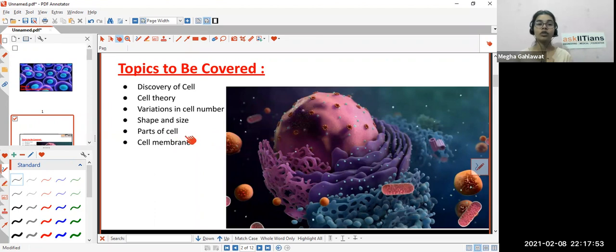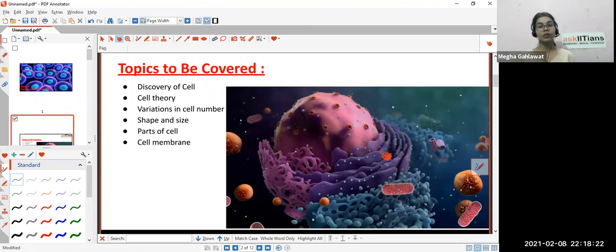And then we'll be learning about the parts of the cell. Don't worry, I won't be storming you with all the parts in just one lecture. We'll break it down part by part, lecture by lecture, and I'll just give you a simple introduction. And then we have the cell membrane. This is the most important part of the entire cell, and most of the questions are asked from the cell membrane, in the Olympiads as well as in your subjective school exams.